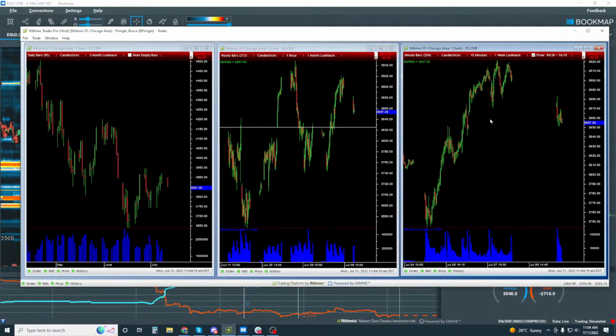Let's look at the 15-minute chart. Okay, so on the daily chart, we have a bearish slant overall. On the hourly chart, it's really back and forth in here. On the 15-minute, we see these moves higher, moves higher. This is from the 5th here.